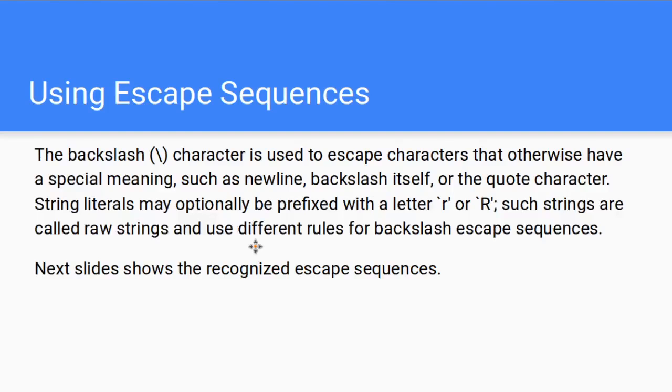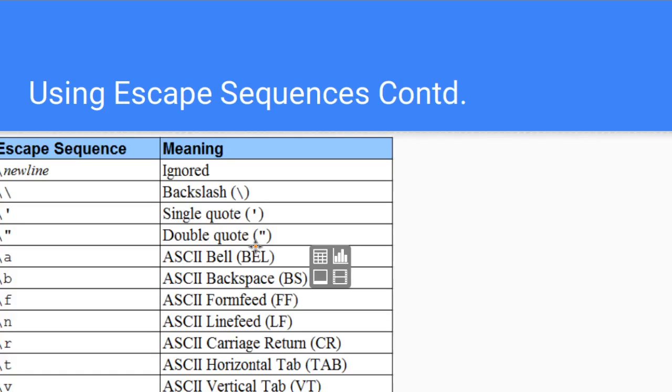The backslash character is used to escape other characters in a string. So if we want to print a new line, we can do \n. But if we actually want to print a backslash character, or a quote character, for example, inside of a string, we can use a raw string. We also saw this in a previous session. So here are the basic escape sequences and what they do.